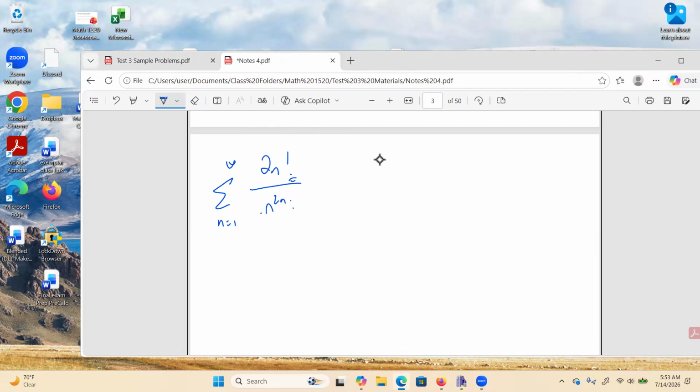So what we're going to do is see what happens to the absolute value of a_{n+1} over a_n. We're going to take this limit as n goes to infinity, and then we're going to go ahead and do all the algebra we need to do on this. Then we're going to apply our limit and see what happens, okay? So we're going to go ahead and set this thing up.